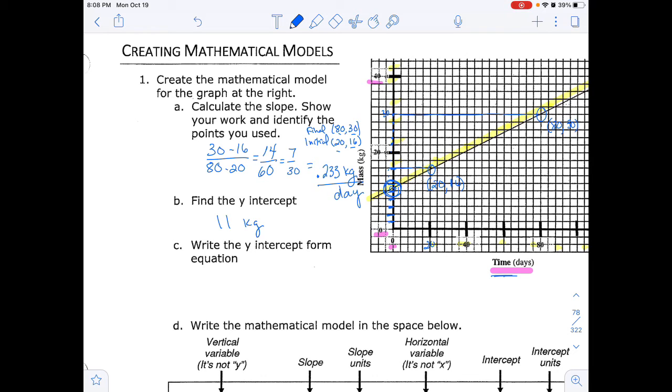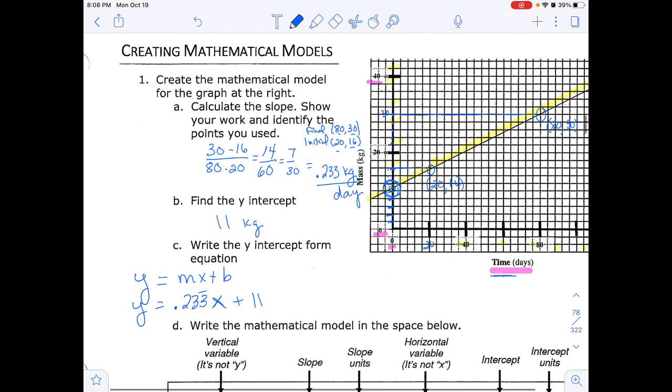And then how to write this equation. If I'm going to write it like I would for Mr. Epperly or my math teacher, I would say that y equals mx plus b, and then I would fill in for my m of 0.233, and that gets multiplied by our variable x plus the y-intercept is what's known as b, and that is 11 kilograms. I guess your math teacher wouldn't put the units on there, okay? So this is the way Mr. Epperly or a math teacher would write it.